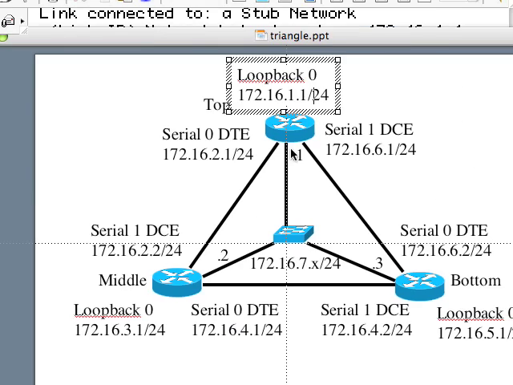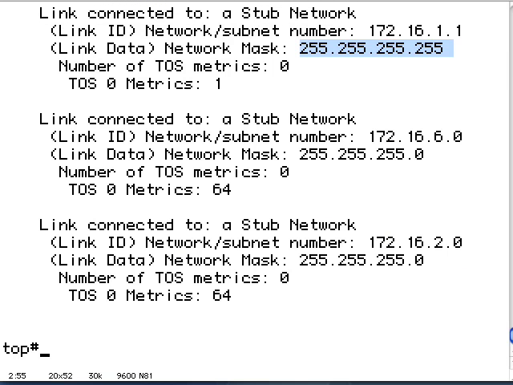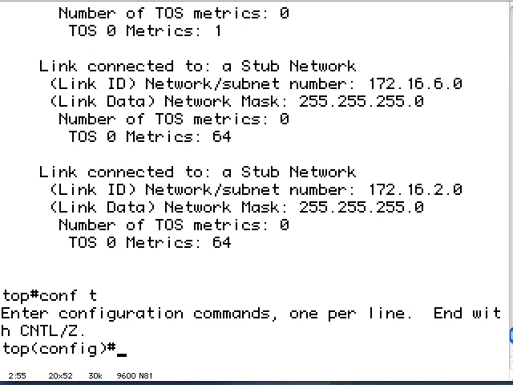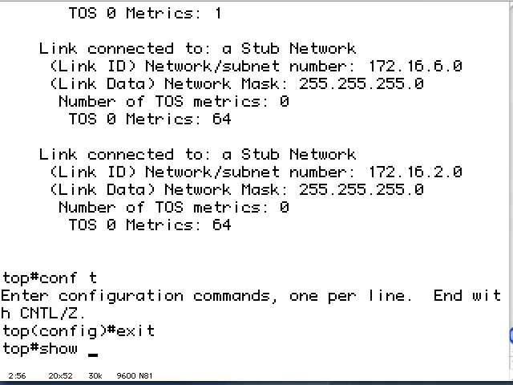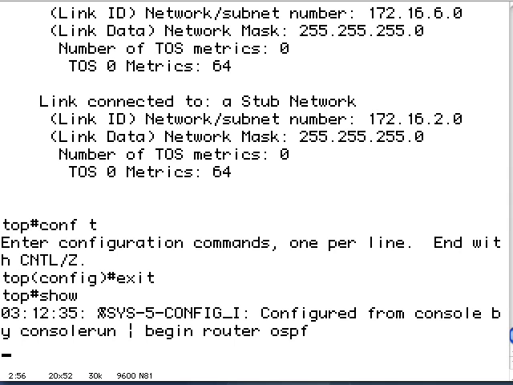Okay, I have a 4th subnet that I want to activate. The subnet already exists, but I want to activate it in my OSPF. So conf t, router ospf. Well, let me show you something. Show run, type begin router ospf.